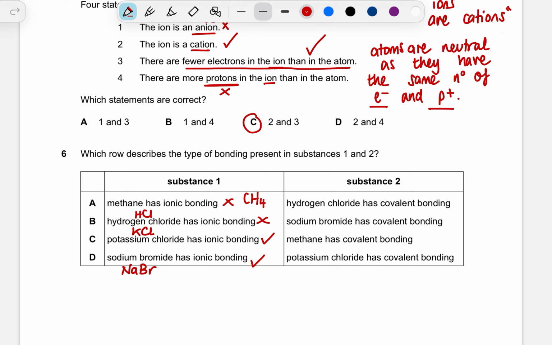So let's look at this side now. Substance 2, methane has covalent bonding. Yep, that is correct. And obviously this would have been wrong because it has ionic. So your answer is C.